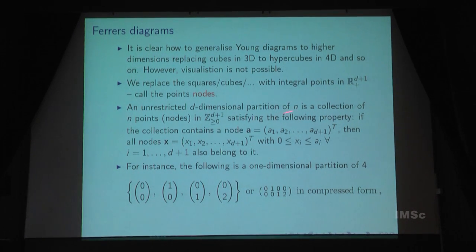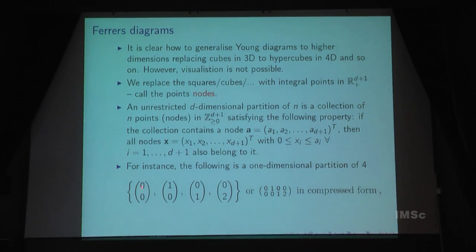In the positive orthant, satisfying the following property: if the collection contains a node with coordinates a1, a2 to a(D+1), then all nodes which lie less than that, this is the stability condition, also belong to it. That is the only condition. And then it's a fun exercise to prove that this definition, at least for the case of plane and ordinary partitions, is the same.